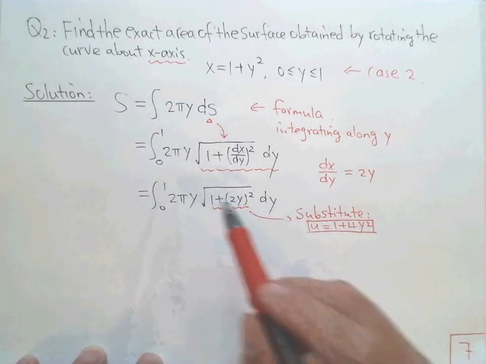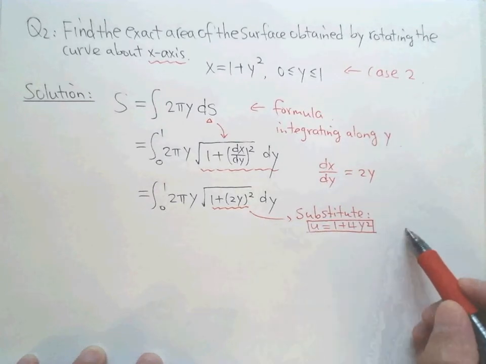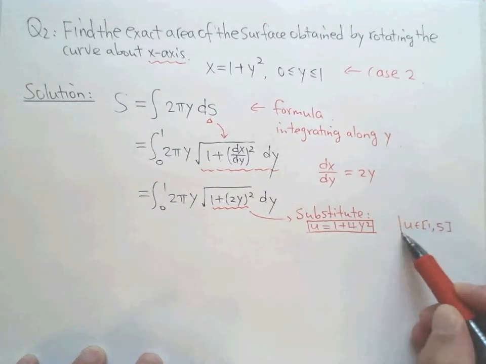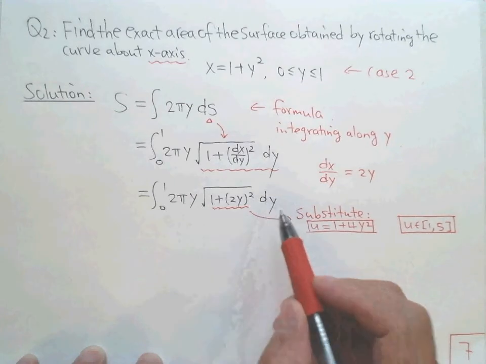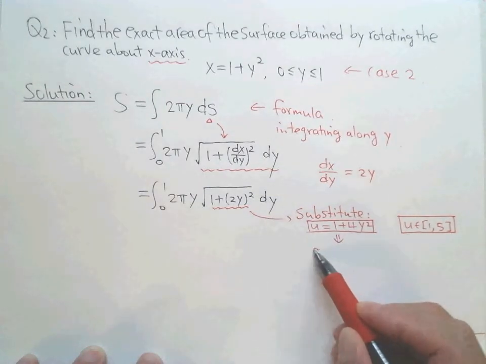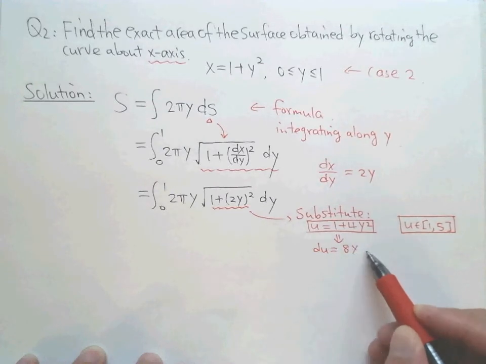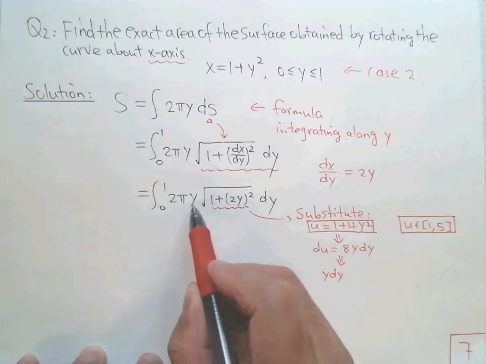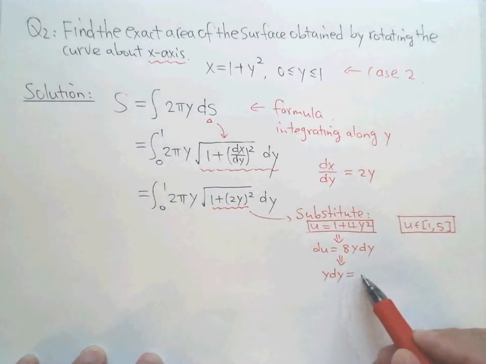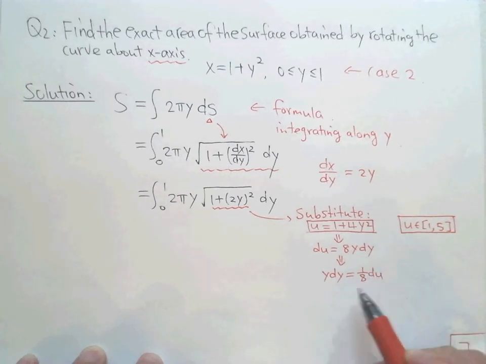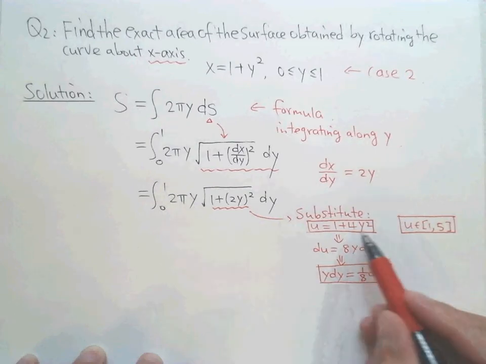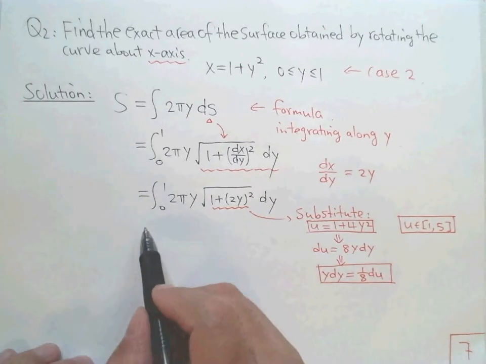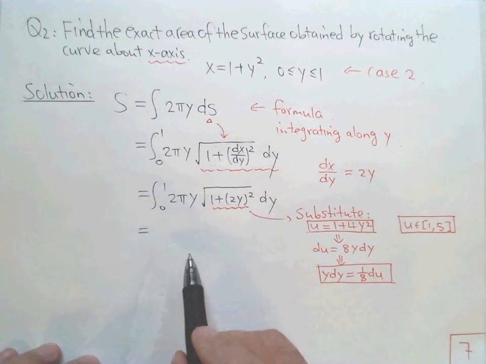If we do this substitution, the limits we have to change, right? Y from 0 to 1, so u is from 1 to 5. Put it here. We need to use this information. Another piece is y dy. Du equals 8y dy, and this means y times dy is 1/8 du. This is the one we need. We put all these three here in the substitution. That's the substitution.